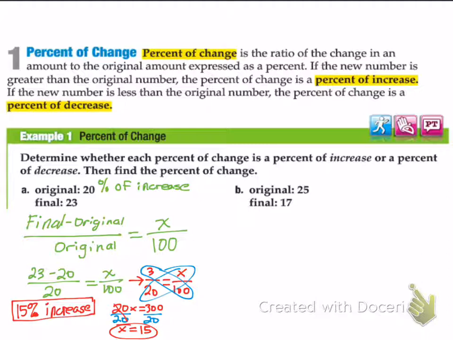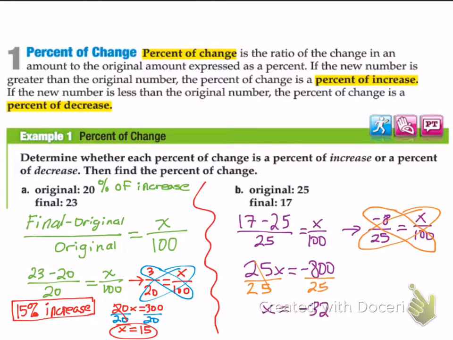Go ahead and try letter B on your own. Set up the problem and then solve it. Solve for that missing variable. Now be careful, because it is always the final minus the original. It's not always going to be the bigger number minus the smaller number. So in this case, we ended up with 17 minus 25 in the numerator for the percent of change, and we ended up with a negative 8.